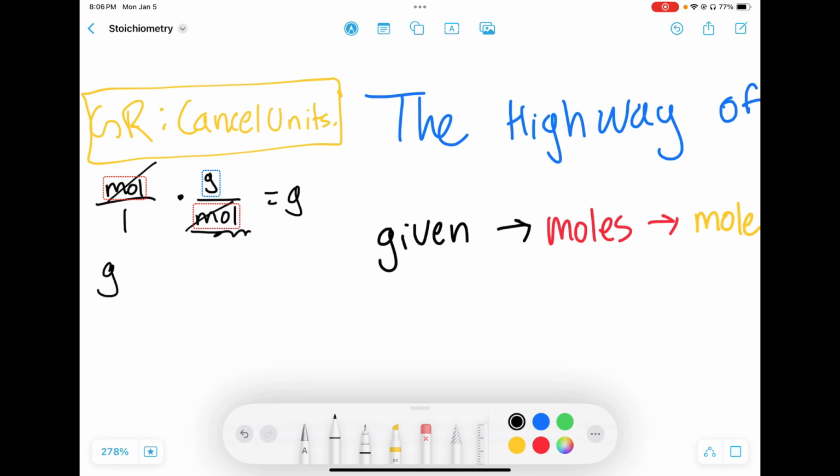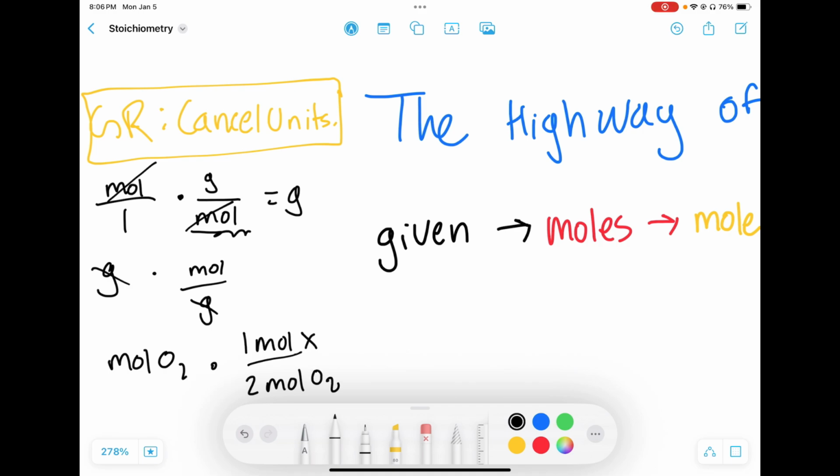Let's say you have grams instead of moles. And you want moles. Well, you do the same thing. You flip the ratio so that grams is on the bottom, so you can easily cancel this out. That's how you can do this with anything. You have moles of oxygen gas, and you know that 2 moles of oxygen gas is in whatever reaction to produce 1 mole of X. Now you cross these two out, and I guess you can have like 5, and now you have 2.5 moles of X. It's that simple.